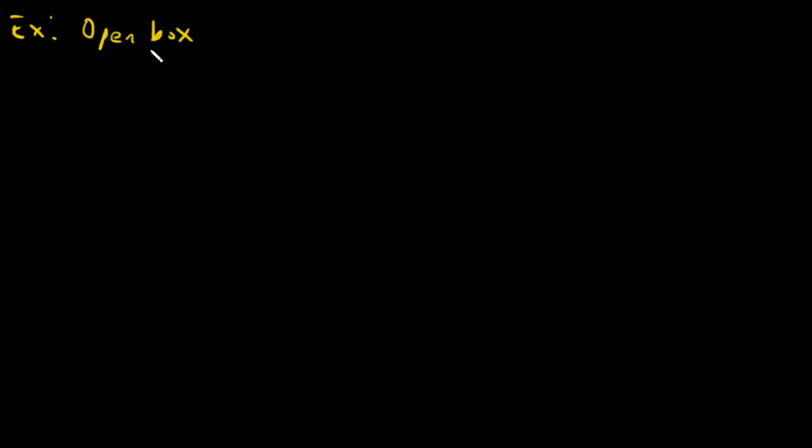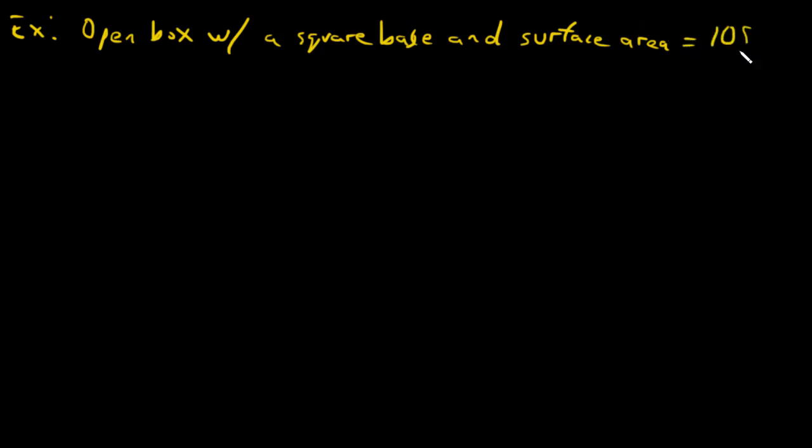What do I mean by an open box? The top is missing. With a square base, and the surface area. Don't ask me why I just capitalized that A. I have no idea. Surface area is 108 square inches. That's how much surface area we have to have. So I have an open box with a square base, and the surface area is 108 square inches. Okay, that's how much cardboard I have to make this box.